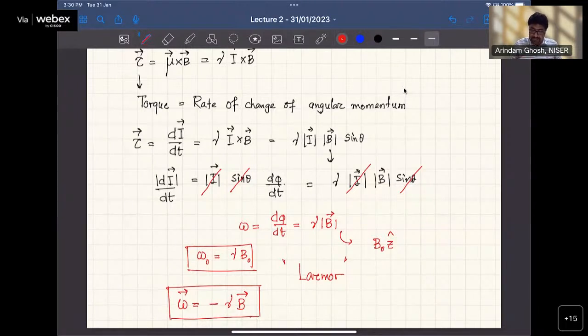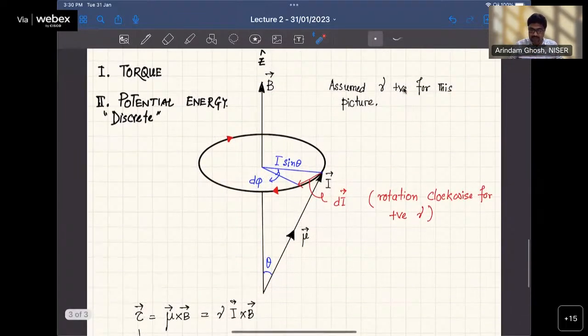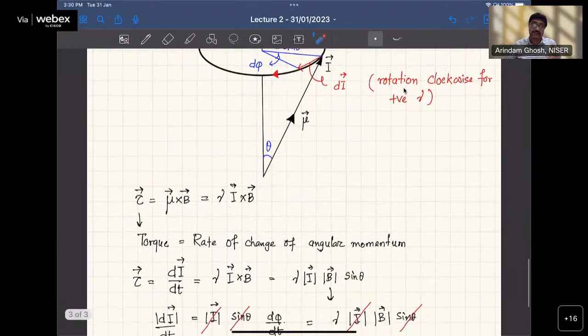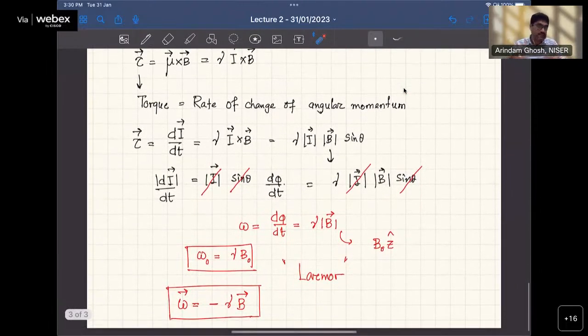Now if we have a negative gamma, then this negative gamma will cancel with this negative sign, and in that case omega and B will be in the same direction. That means the sense of rotation is just going to be reversed. For positive gamma it is rotating clockwise, but it's going to be anti-clockwise for negative gamma. But that's a very subtle difference. We do not bother with that much, unless you want to do research on NMR pulse programs. You don't have to bother with this.